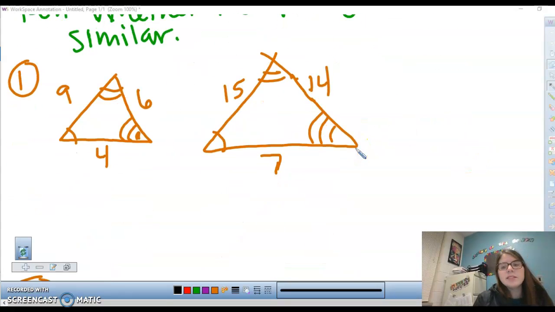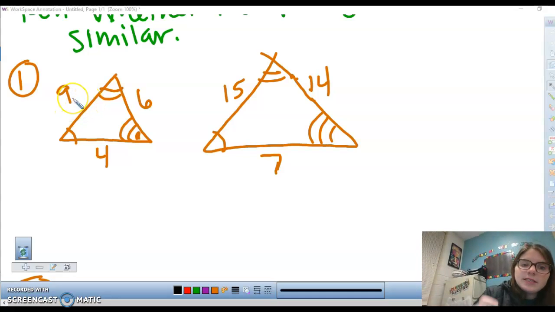So for the first one, I see that all of my corresponding angles are going to be similar. So this one are not similar. All my corresponding angles are congruent, so they'll be equal. So these two, and these two. Now I need to see if my sides are proportional.